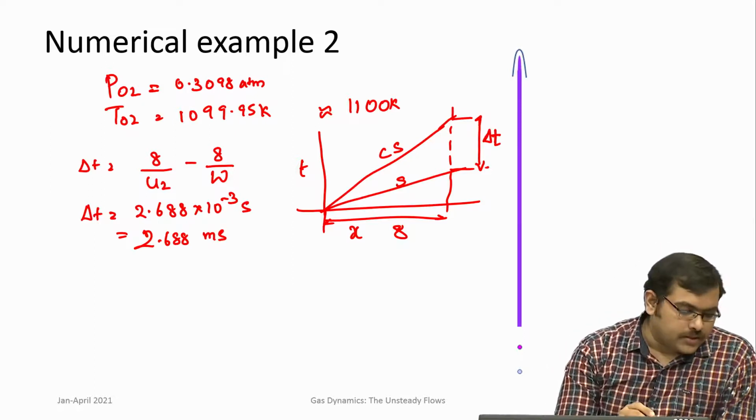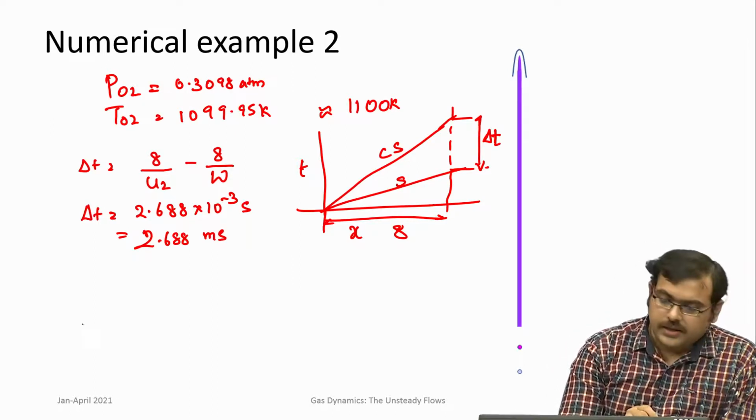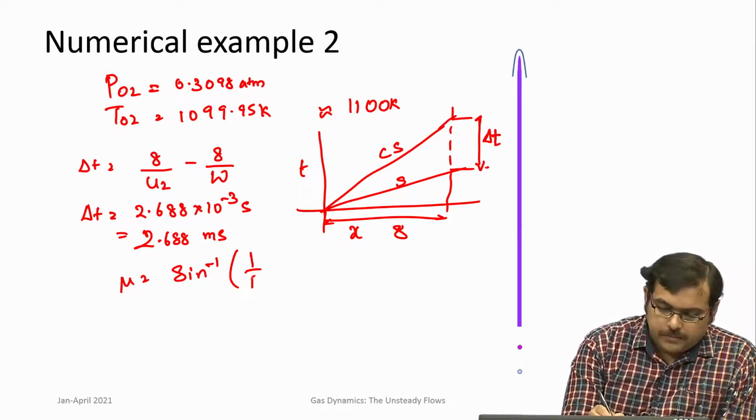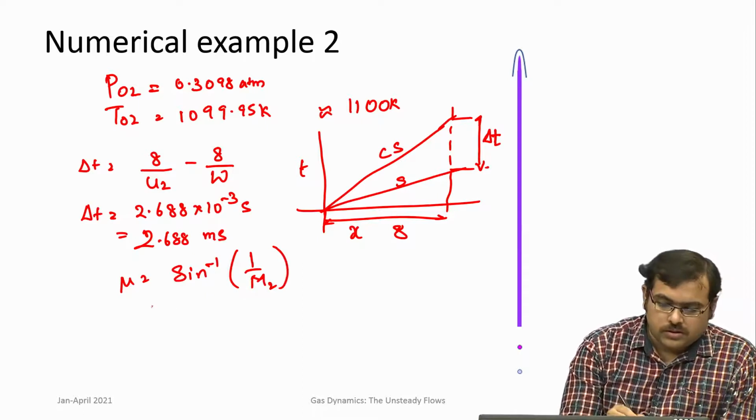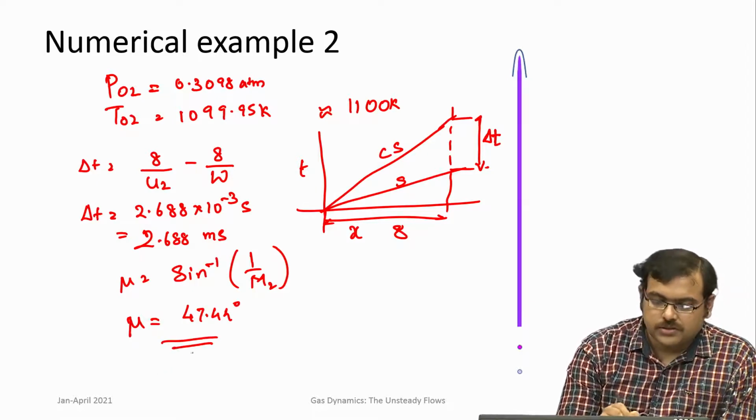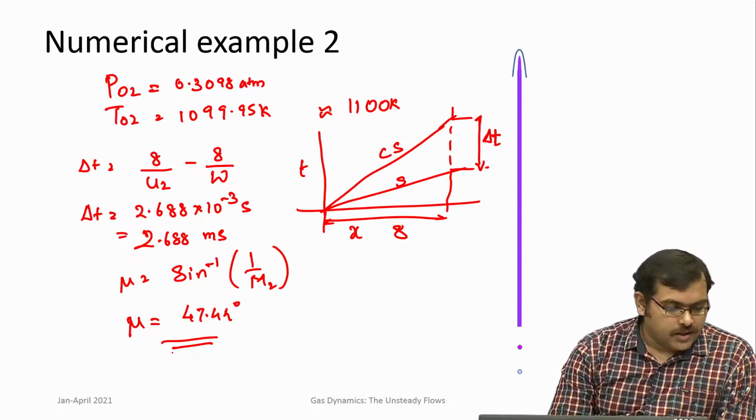What is the Mach angle of the Mach line in the M2 flow? Mu is sine inverse 1 by M2. This turns out to be 47.44 degrees. Okay, so that solves this problem.